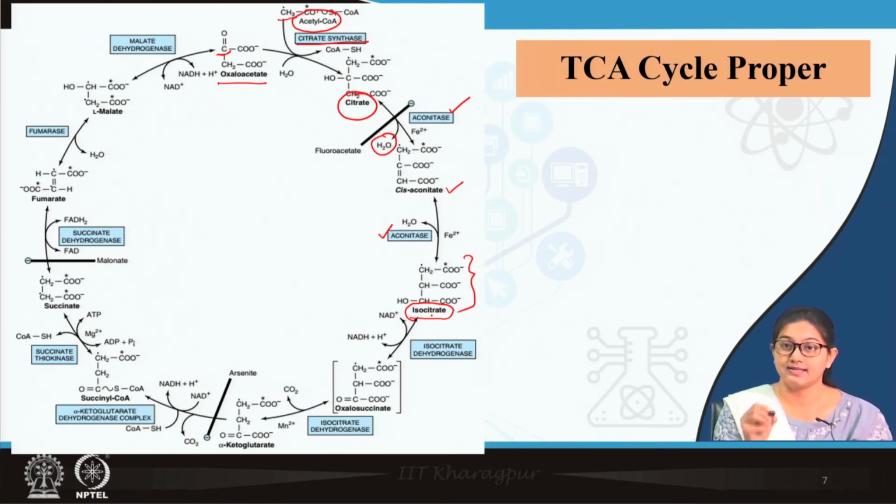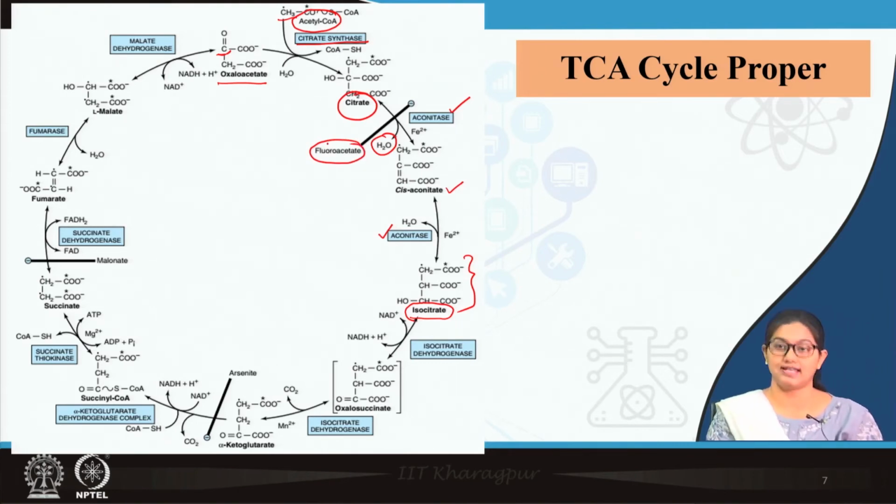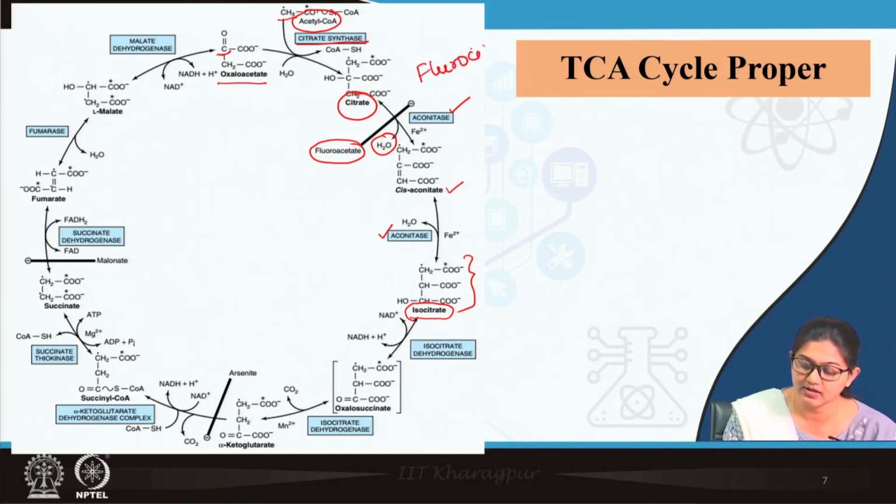Now, this enzyme aconitase is inhibited by fluoroacetate. What happens? Fluoroacetate forms fluoroacetyl coenzyme A. In the form of fluoroacetyl coenzyme A, it enters the TCA cycle and combines with oxaloacetate to form fluorocitrate. Now, this fluorocitrate inhibits aconitase. So, basically fluoroacetate undergoes modification to fluorocitrate, which inhibits aconitase.